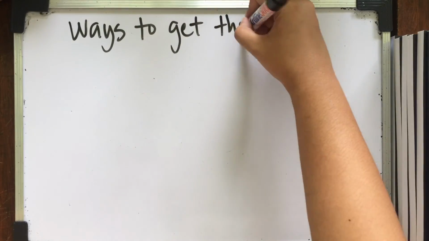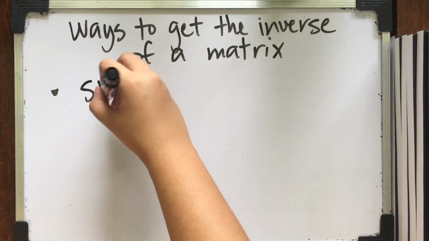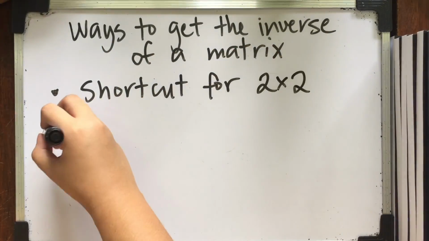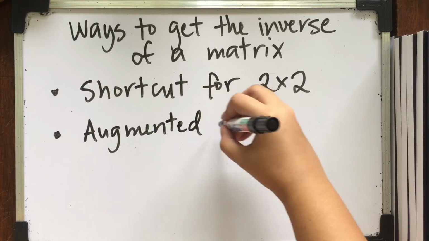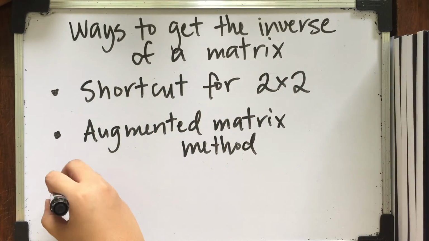There are ways to get the inverse of a matrix, such as the shortcut for 2x2 matrices, the augmented matrix method, and the adjoint method, but that will have to wait for the next video.